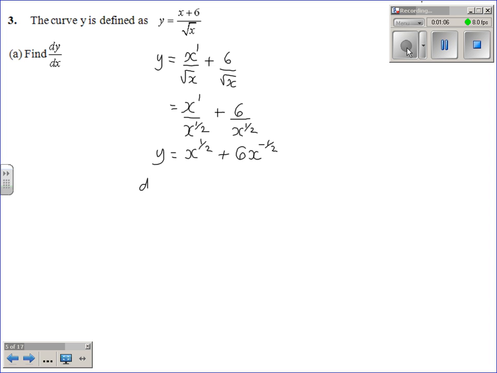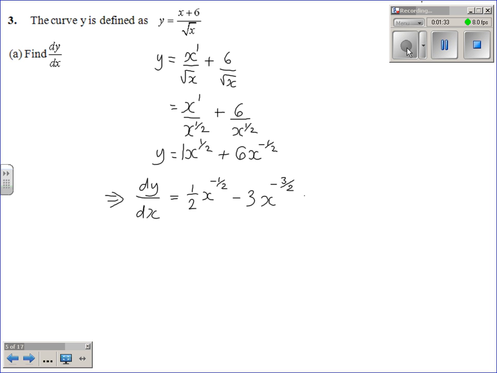So that's y. We're now going to differentiate to find the gradient function. So it implies that we've got 1 times a half. So you've got half. We decrease the power by 1. So we've got negative a half. Then on the next term here, we've got negative a half times 6. So a half times 6 is 3. And you've got the negative. So you've got negative 3x. And you're reducing this by 1, so you've now got negative 3 over 2.